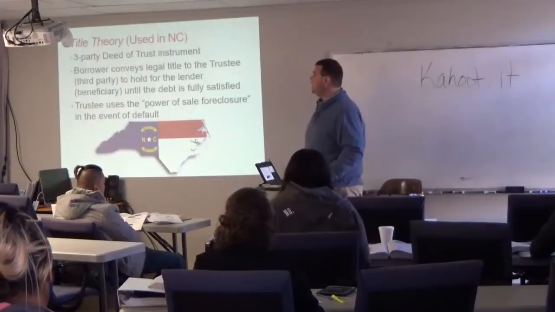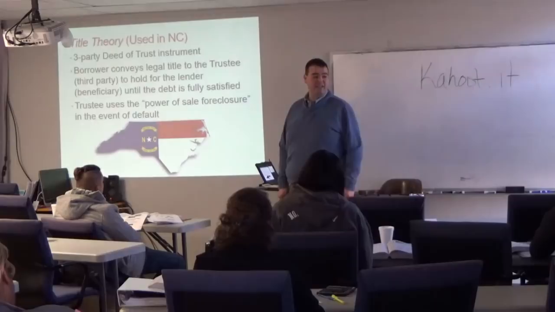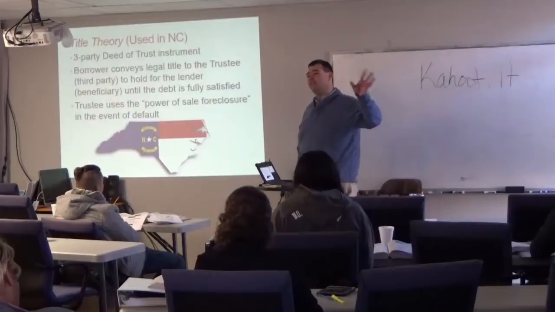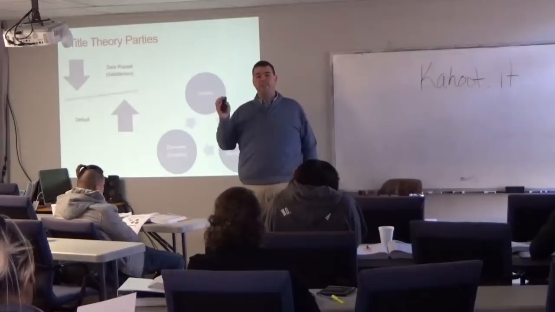Okay. Not only is it more rapid, it's cheaper. Which is more expensive, having to go to court and sue somebody for foreclosure, or pick up the phone and call? Which costs more money? So not only is it slower, it's more expensive. Are we understanding the differences here between the two? So, when we look at a title theory state, again, we've now got three parties involved, and a trustee has one job: decide who to turn title over to.